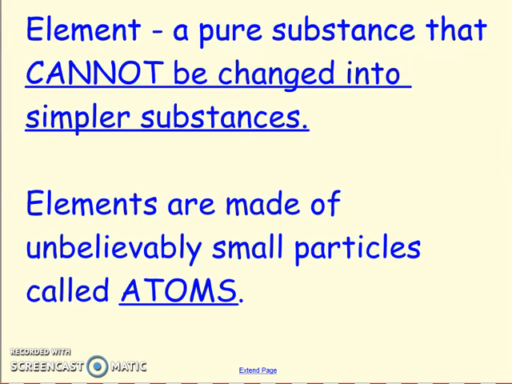An element is a pure substance that cannot be changed into simpler substances. So if you have a piece of gold, then that is one element, and it can't be broken down into anything simpler. And then each of those elements are made up of super small particles called atoms.